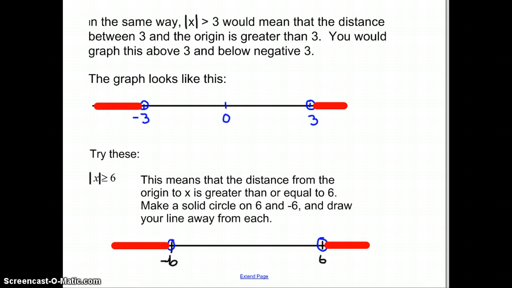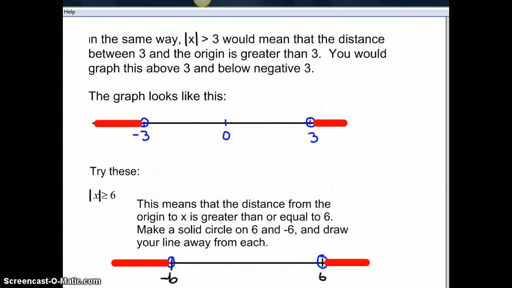Try this next one, the absolute value of x is greater than or equal to 6. Again, that means the distance between x and the origin is greater than or equal to 6. So in this case, we need to graph above the 6 and below the negative 6. But in this case, because it's a greater than or equal to sign, we need to fill these circles in. So we're going to color these in so that they're solid. In other words, the 6 and the negative 6 are included in the group of numbers that make this inequality true.